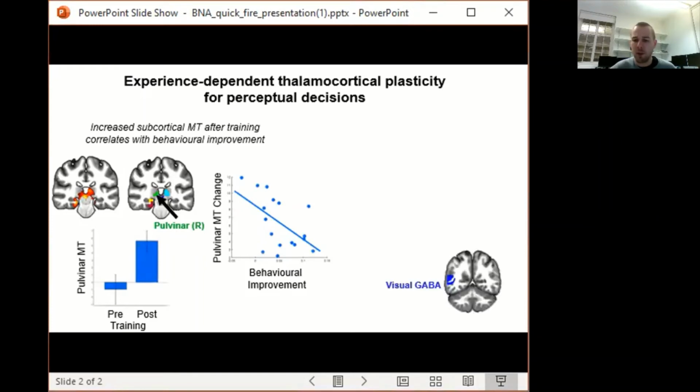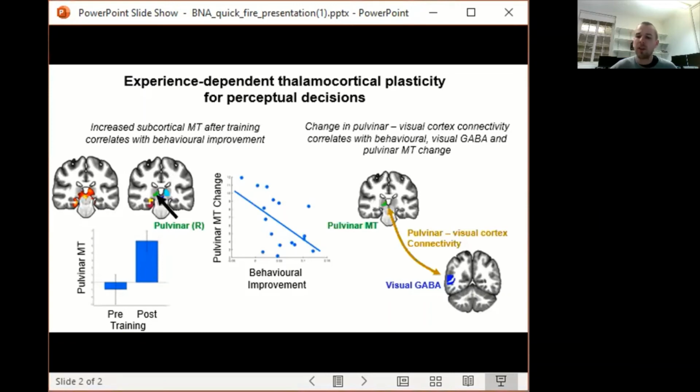Consistent with previous reports, we also found a significant negative relationship between behavioral improvement and GABA in the visual cortex. And interestingly, we found that changes in pulvinar to visual cortex connectivity were negatively related to behavioral improvement, but positively related with visual cortex GABA and increased pulvinar MT. This suggests an important role for thalamocortical connectivity in learning-dependent GABAergic plasticity in visual cortex.